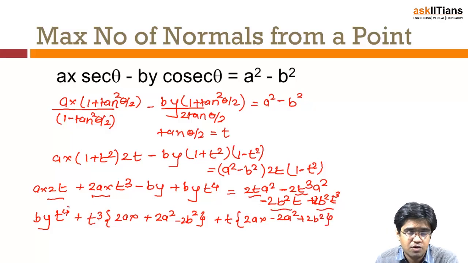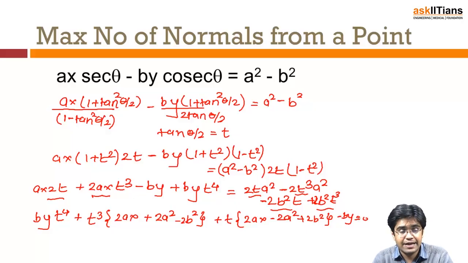Let's count the number of terms in such cases. 1, 2, 3, 4, 5, 6, 7. And are we missing anything? Okay, yeah, the last term that I need to write, that is minus by, is equal to 0.